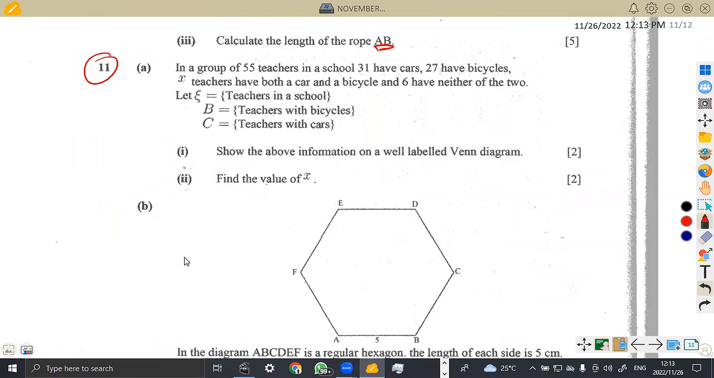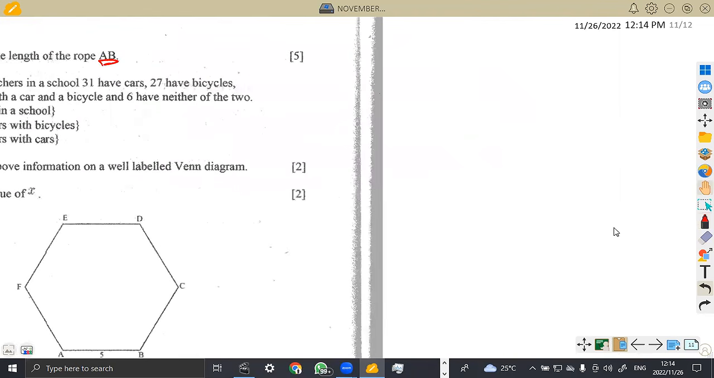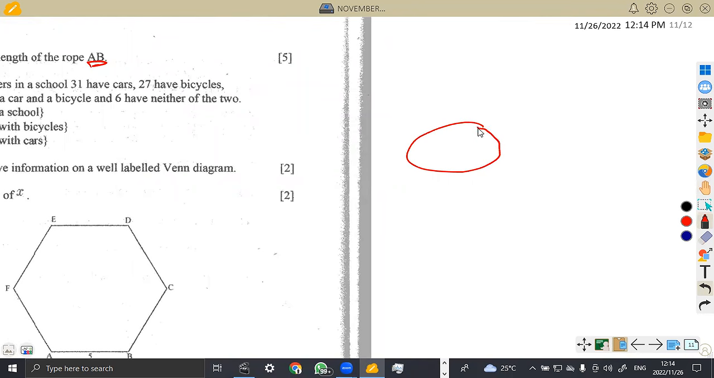Okay, number 11: we are given that in a group of 55 teachers in a school, 31 have cars, 27 have bicycles, X teachers have both a car and a bicycle, and 6 have neither of the two. Let the universal set be the number of teachers in the school, B the teachers with bicycles, C the teachers with cars. Show this information on a well labeled Venn diagram. Remember your Venn diagram, we have two sets here, B and C, and they are intersecting. We've got those with both cars and bicycles, so we are going to have an intersection between the two.